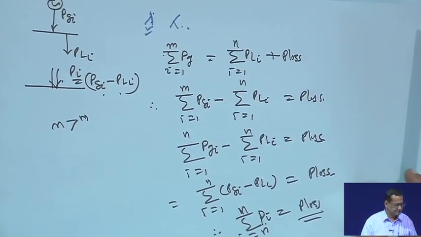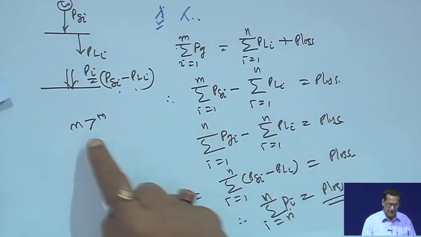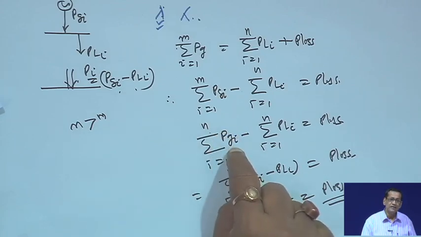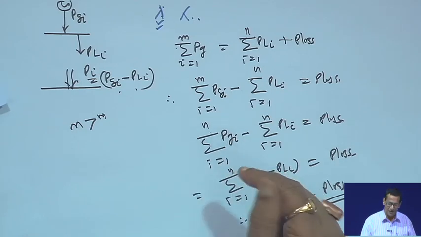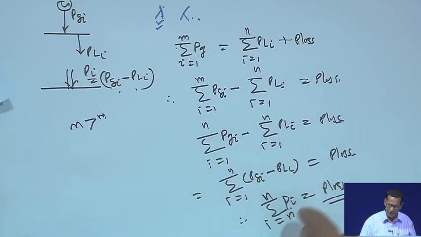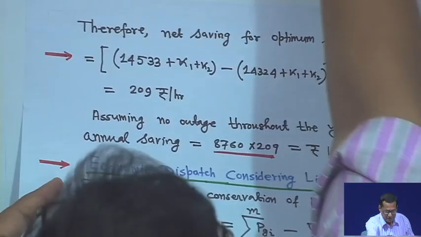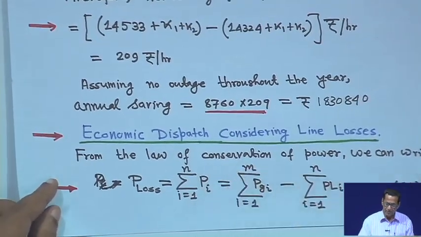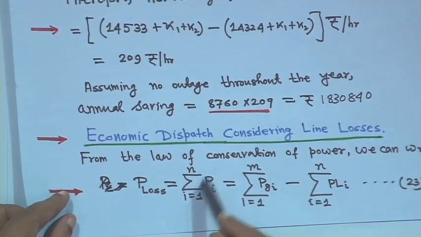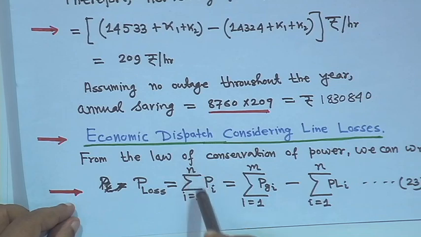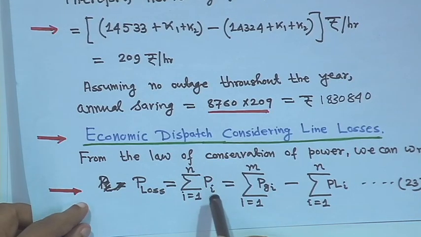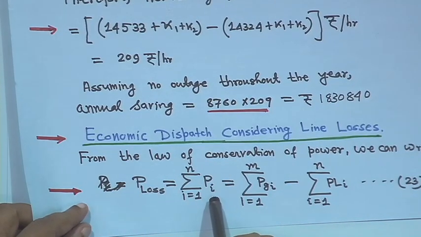That is why I took this N instead of N greater than M: where generators are there you consider them, and where generators are not there it will be 0 minus PLI, in general 0 minus PL, right. That is why, to show you that I equal to 1 to N, we took this. Same logic we will use here: from the law of conservation of power we can write P loss is equal to sigma I equal to 1 to N PI, that is the total, which is equal to the power loss.